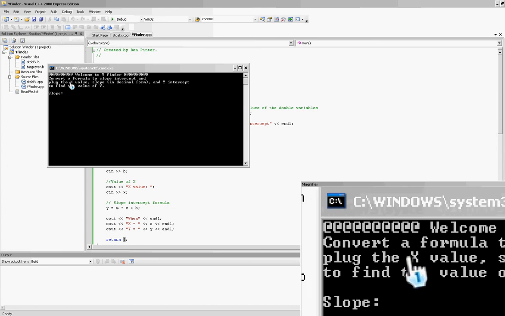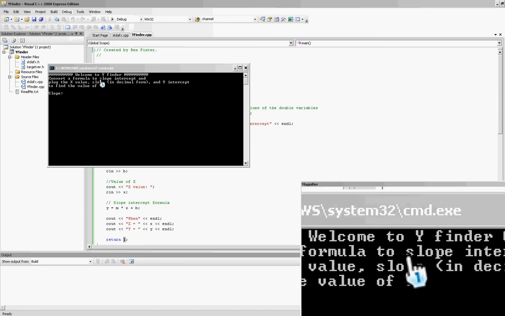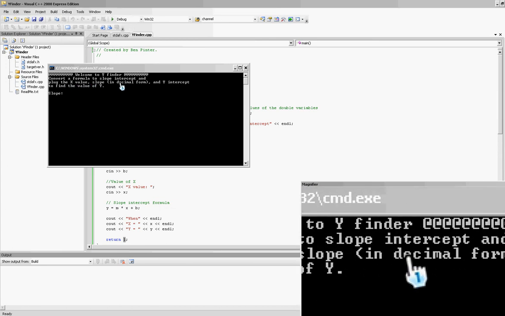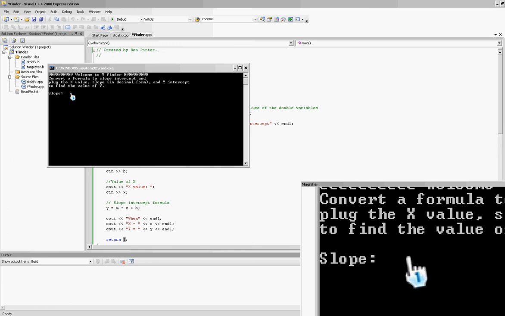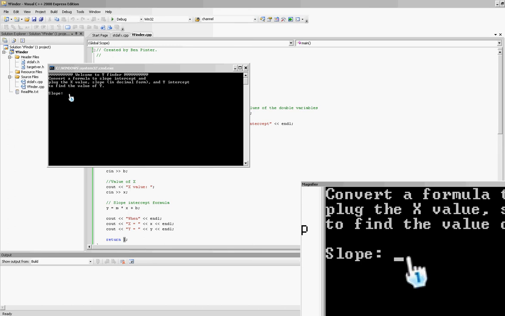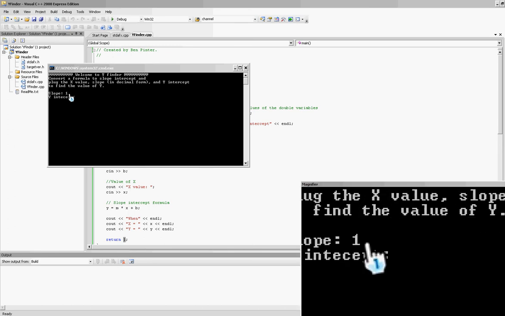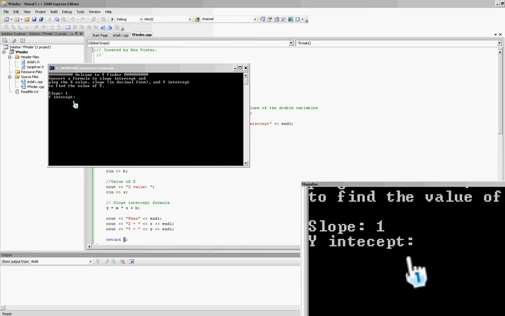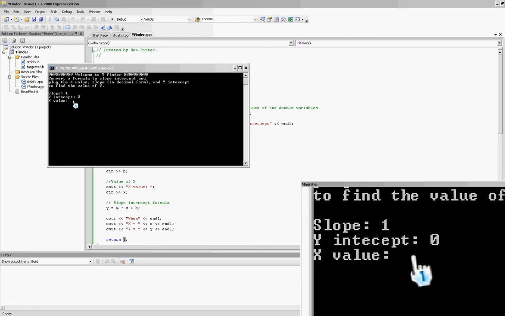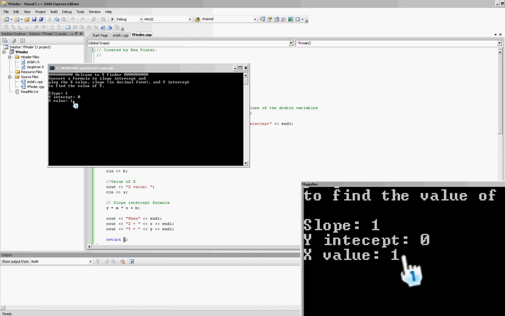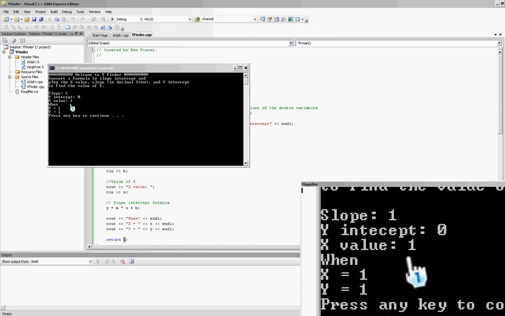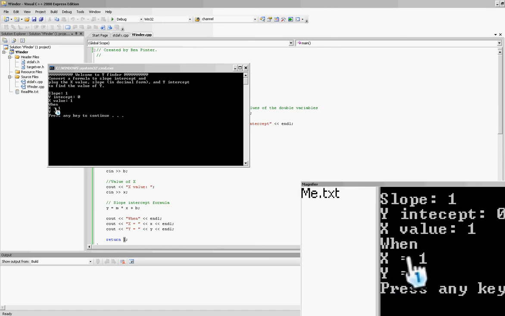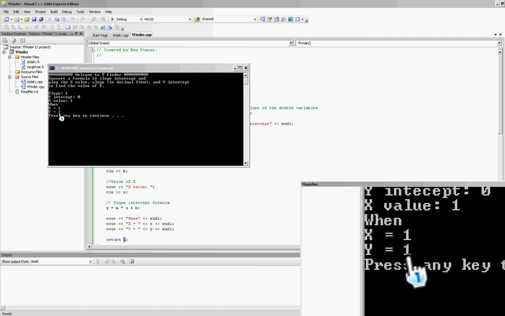Welcome to Y Finder. Convert a formula to slope intercept, and plug in the x value, slope in decimal form, and y intercept to find the value. If we have a slope of 1 over 1, or just 1, and a y intercept of 0, or the origin, and we want to find the value of y when x is 1. When x equals 1, y will equal 1.